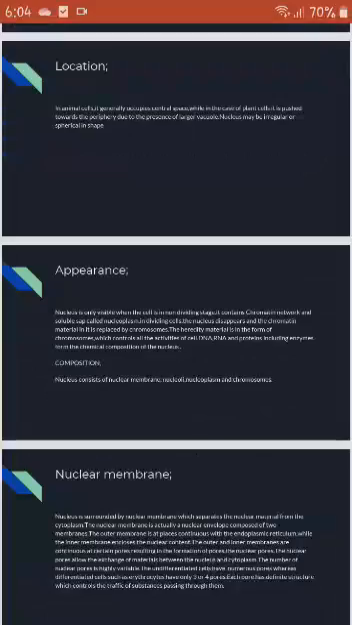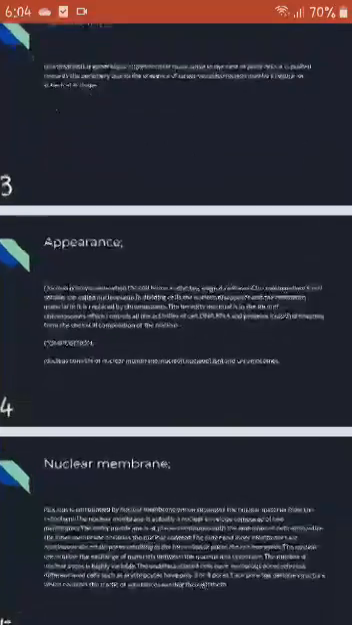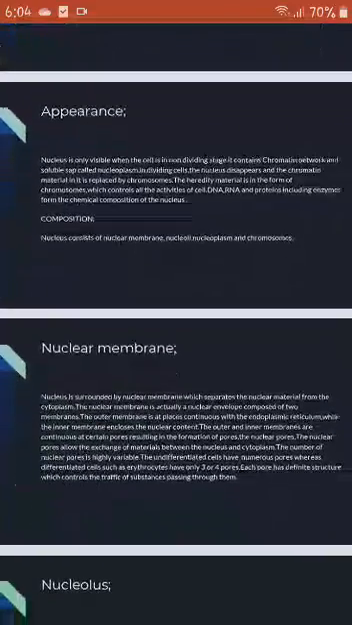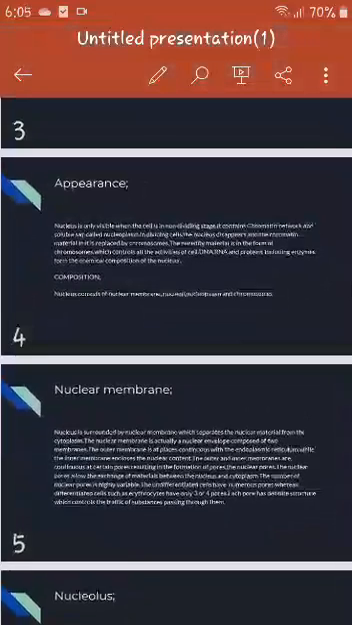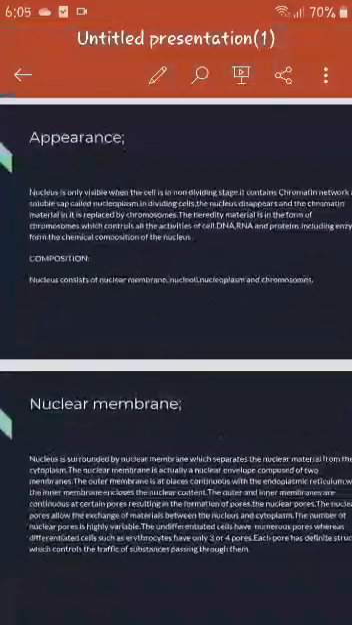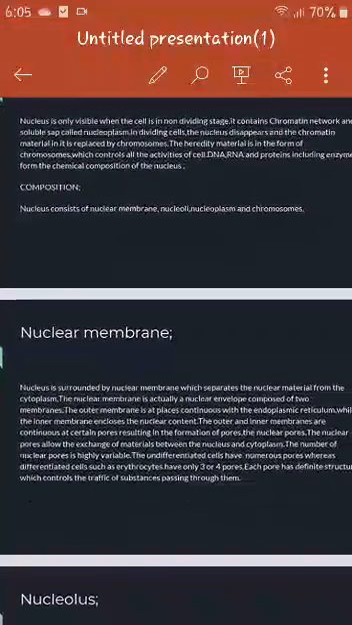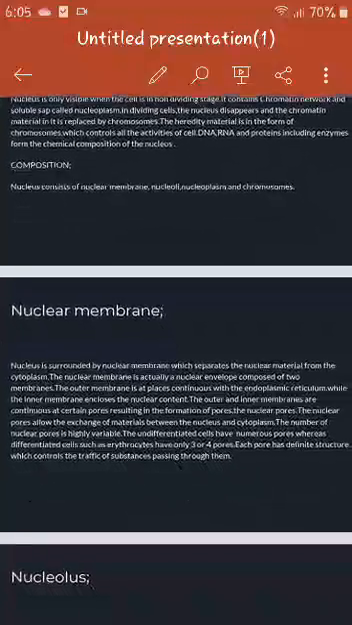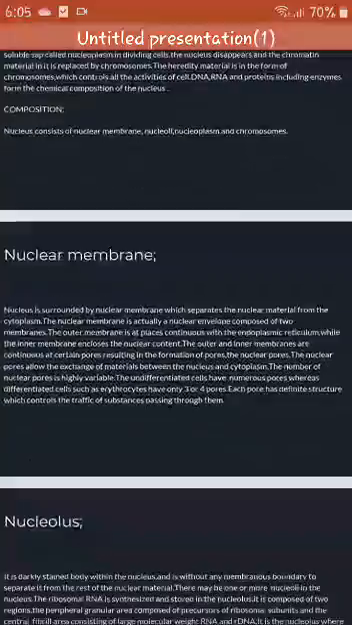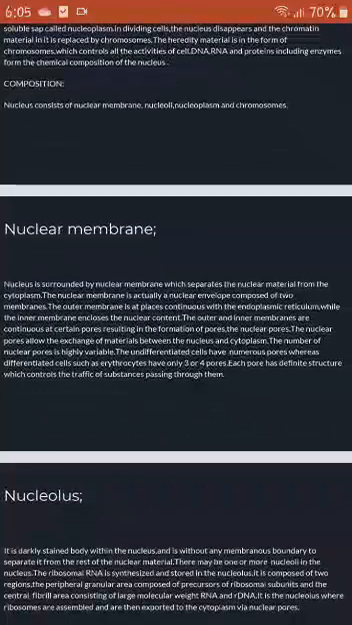Composition. The nucleus consists of nuclear membrane, nucleoli, nucleoplasm and chromosomes. Nuclear membrane. The nucleus is surrounded by a nuclear membrane which separates the nucleus material from the cytoplasm. The nuclear membrane is actually a nuclear envelope composed of two membranes. The outer membrane is at places continuous with the endoplasmic reticulum, while the inner membrane encloses the nuclear content.